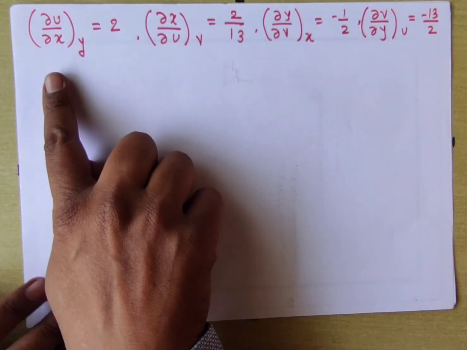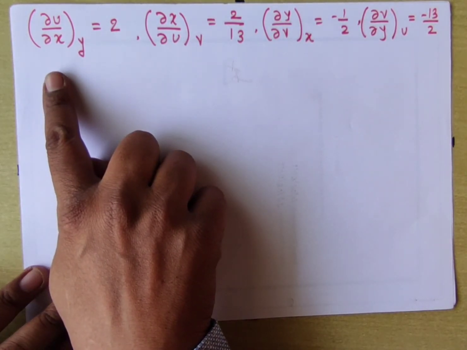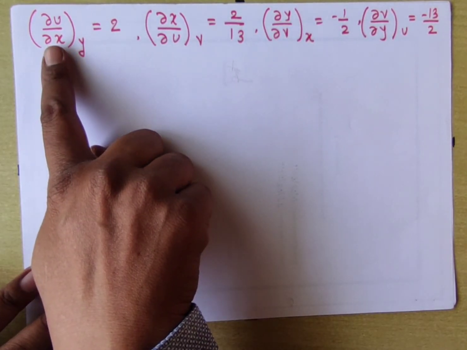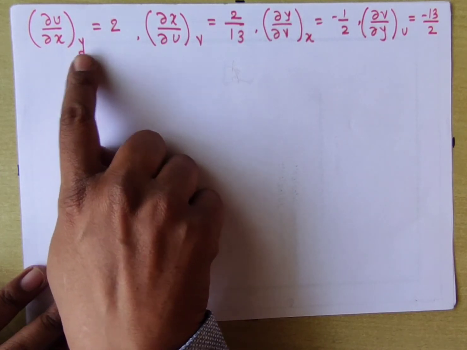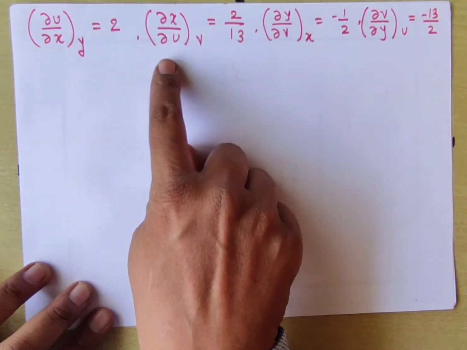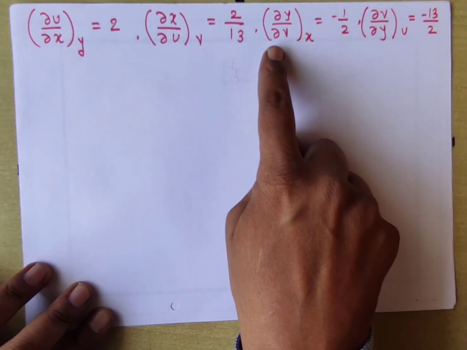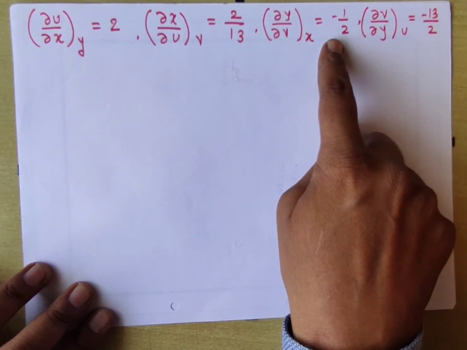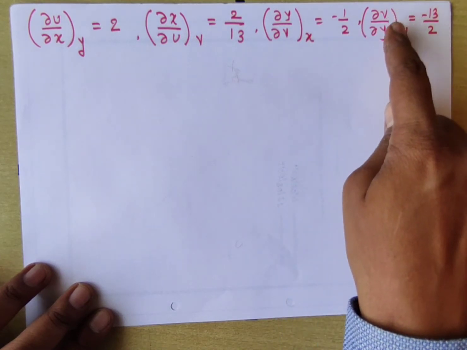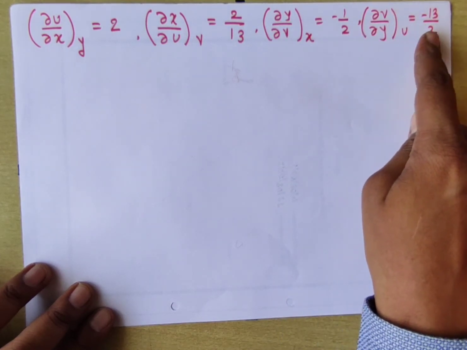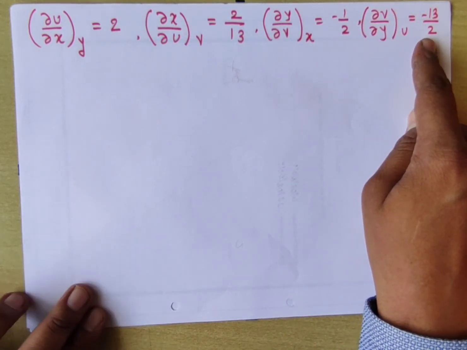Now we find these four values from the given relations. ∂u/∂x treating y as a constant, we get 2. ∂x/∂u treating v as a constant, we get 2/13. ∂y/∂v treating x as a constant is minus 1/2. And ∂v/∂y treating u as a constant is minus 13/2. Now let's solve the question.